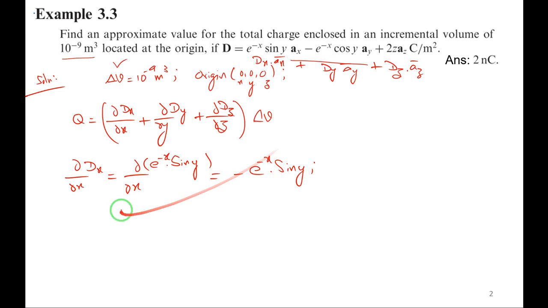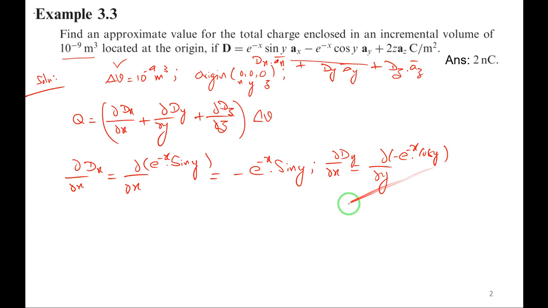Similarly, we will find out the second term, dou by dou y of Dy. Here Dy is minus e to the power of minus x into cos y, right? We'll differentiate it with respect to y, so this part is constant. The differentiation of cos y is minus sine y, so it will become plus e to the power of minus x into sine y, right? This is fine. Second term is over.